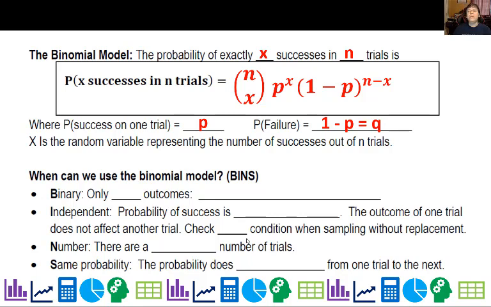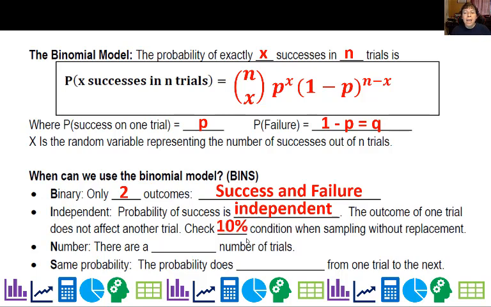So when can we use the binomial model? First of all, we need it to be binary, which means only two outcomes, either success or failure every time, right? Has to be independent. On those branches, remember I just said 0.3 to the second. That means the probability of the M&M being speckled on the next one can't be affected if I drew a speckled M&M on the first one. All right. If you're doing no replacement, don't forget to check the 10% condition.